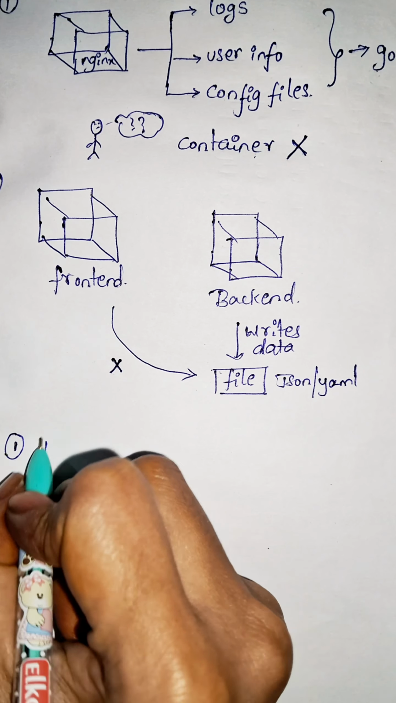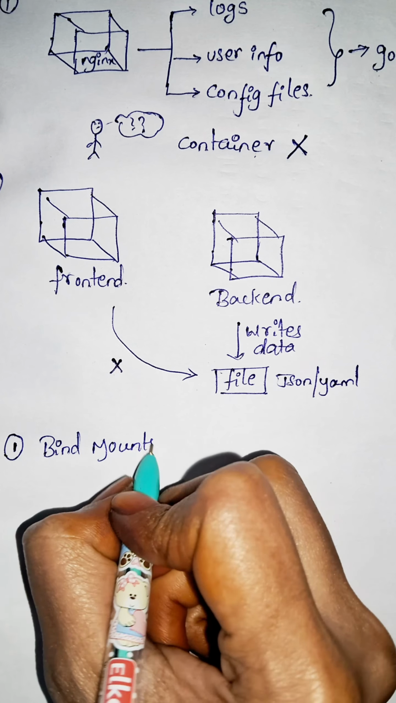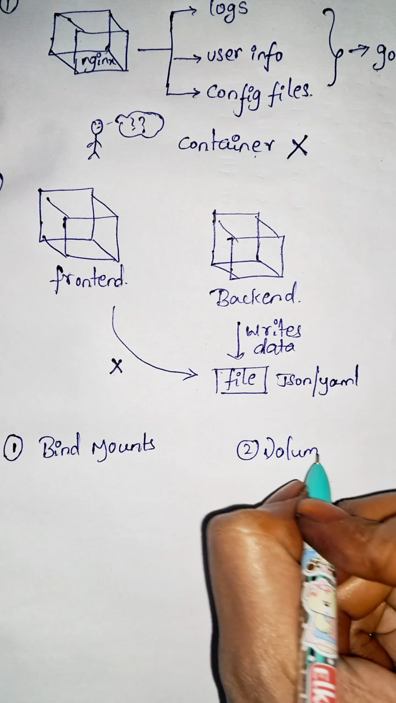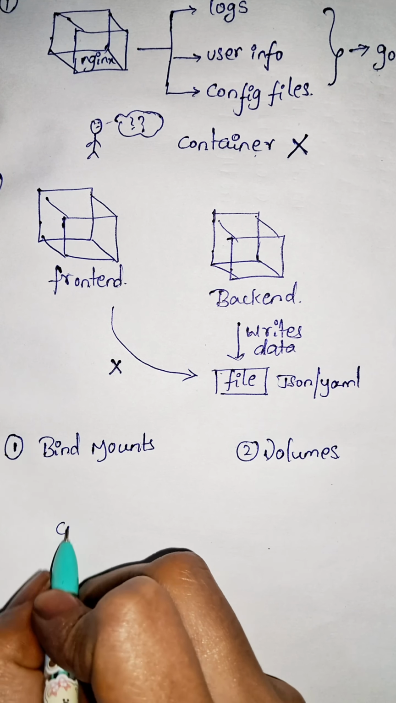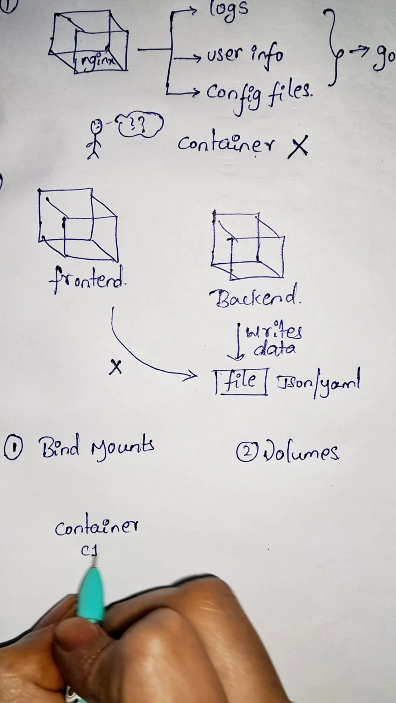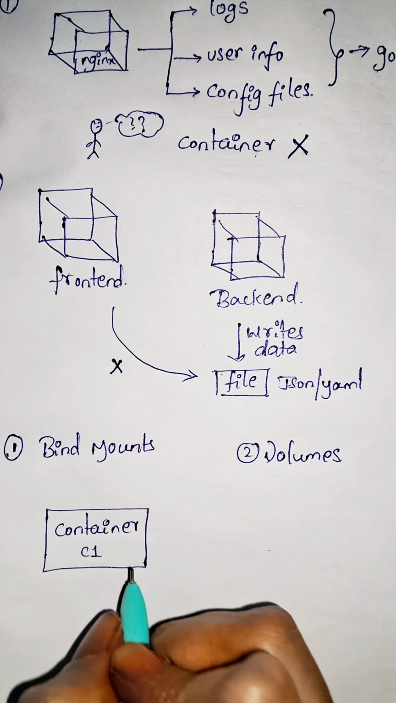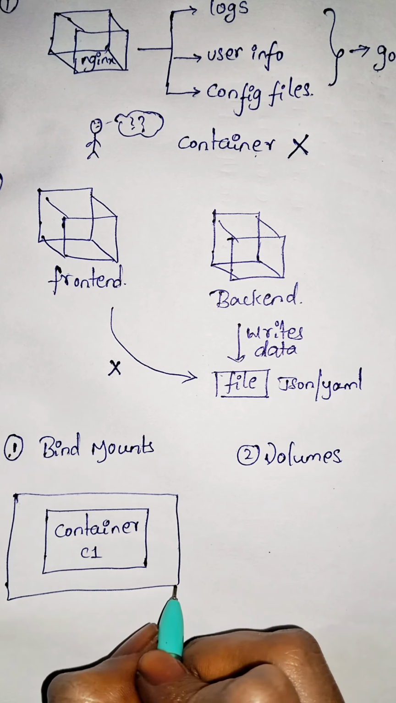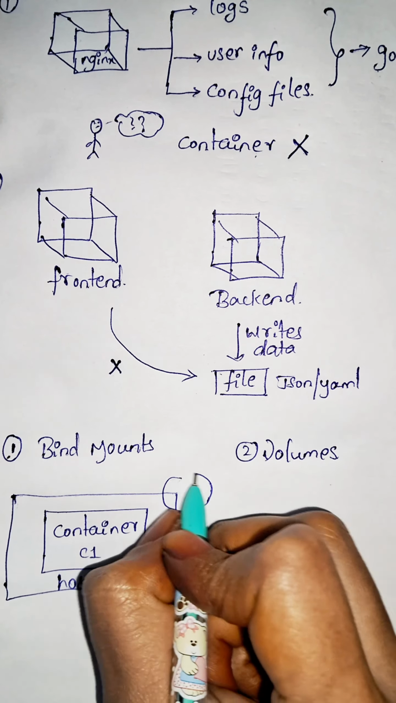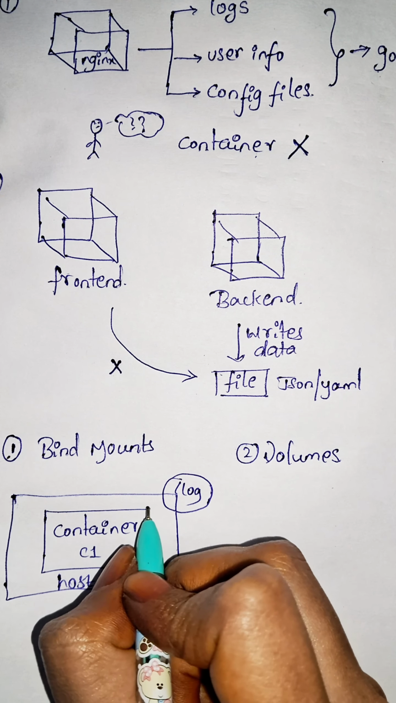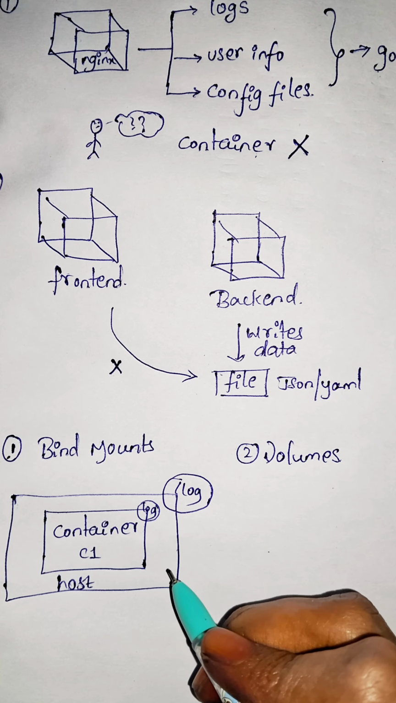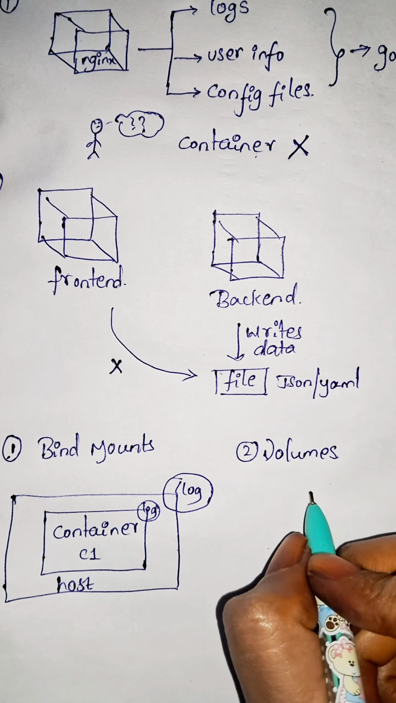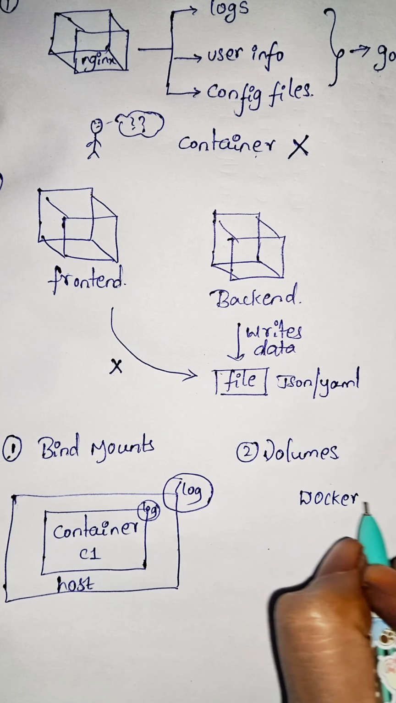To solve these problems, we have mainly two options: bind mounts and volumes. A bind mount means mapping a host folder to a container folder. Now, any data written to that log directory in the container will be stored on the host, even if the container is removed. A volume is a logical partition that you can create on your host.